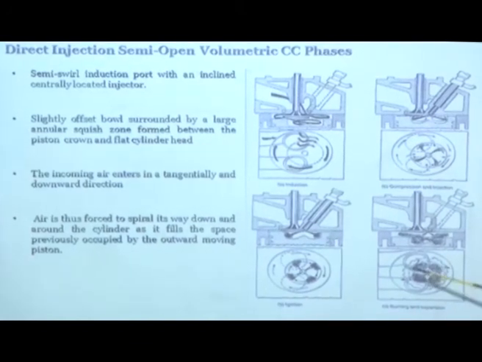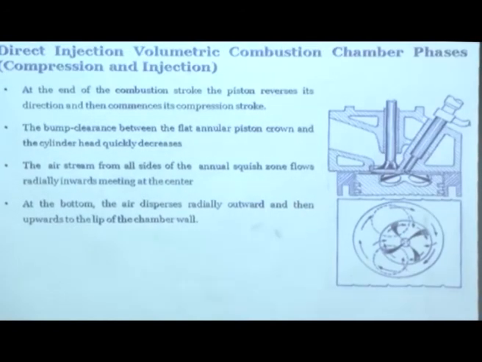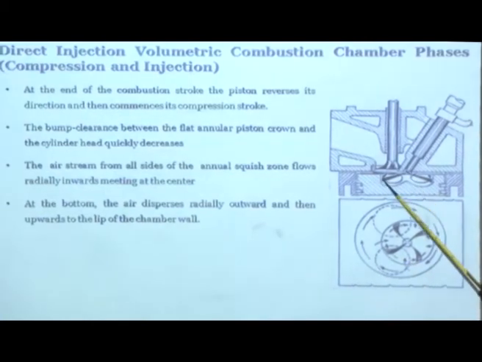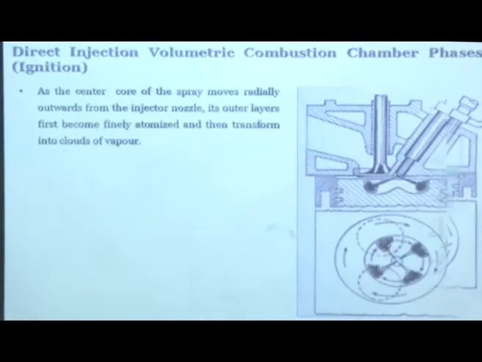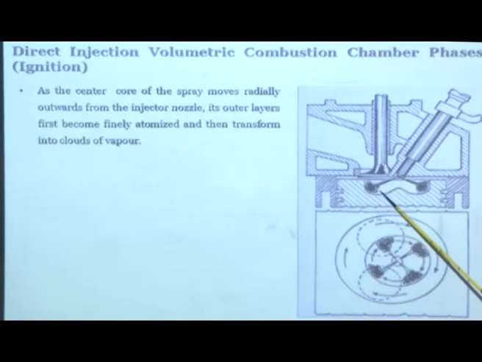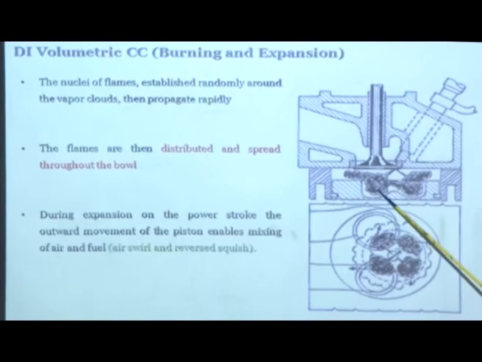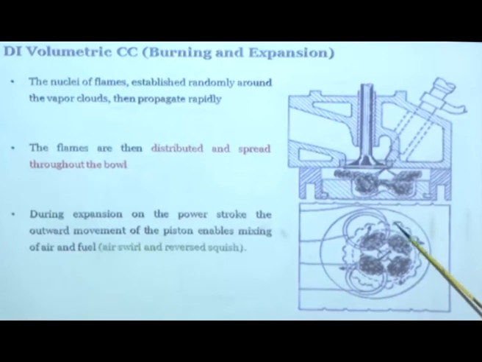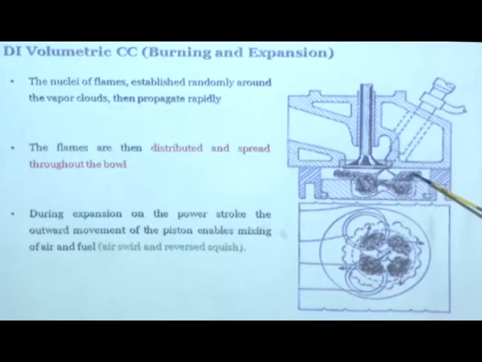So in semi-open there is some swirl, in quiescent there will be no swirl. Now, the direct injection volumetric combustion chamber. As I mentioned to you, in direct injection, the fuel injection takes place. Because of the swirl, this motion takes place, and then you see this starts burning here, combustion starts, and you can see the swirling happening, and then finally this comes out. The flame fronts will then start moving in the main space, that is this space.